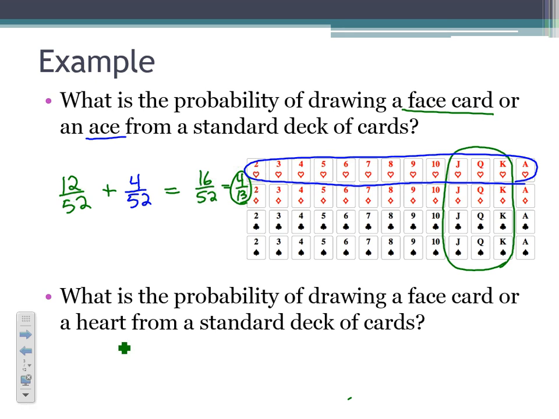All right? So what we're going to do is we're going to start out the same. All right? We're going to add the probabilities of face cards and hearts. So face cards, we know, we already said that up above. Probability being a face card, 12 out of 52. We're going to add to that the probability of being a heart, which is 13 out of 52.